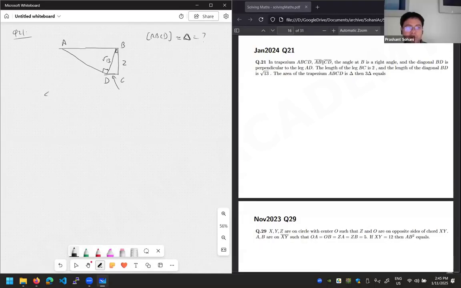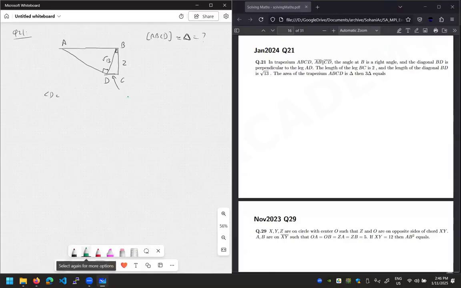Yes, correct. Then by similarity test, we can prove that the first triangle is similar to the second. Correct. And then we get the ratios of the corresponding sides, and by equating, we get all other sides.